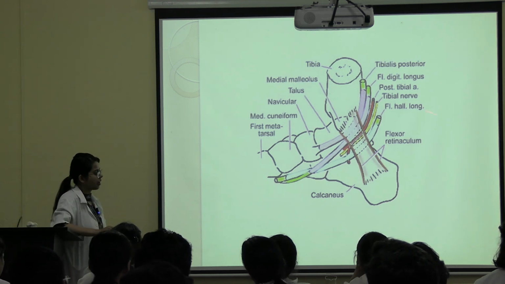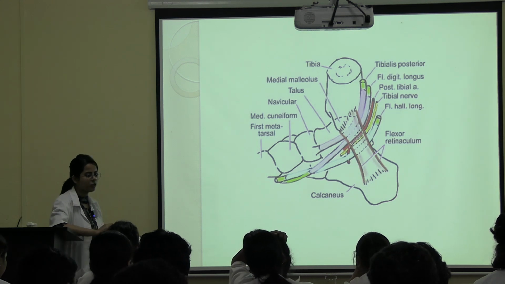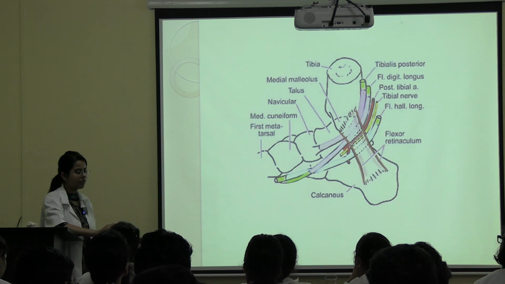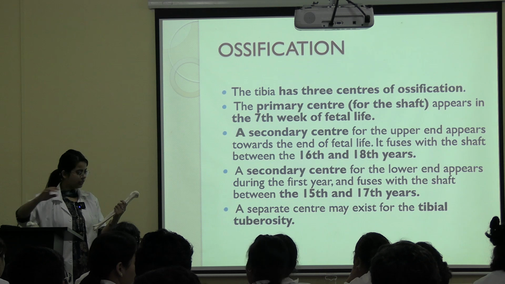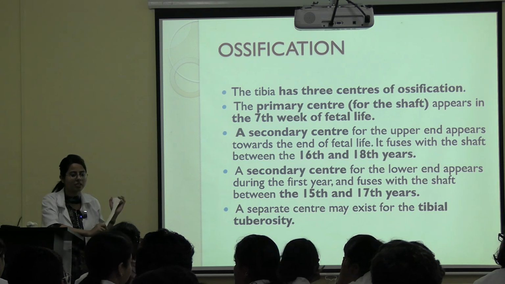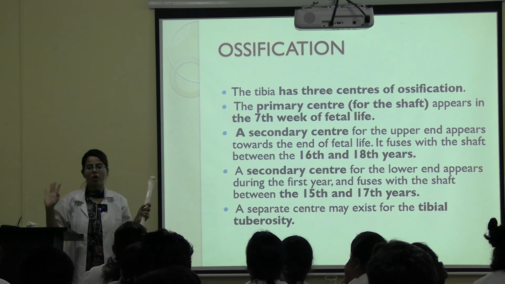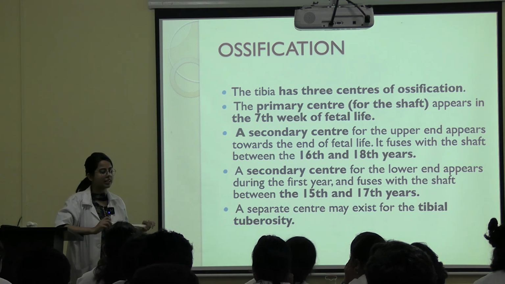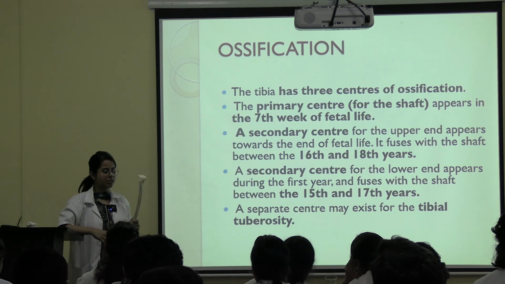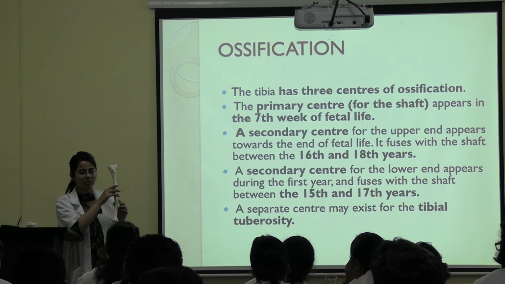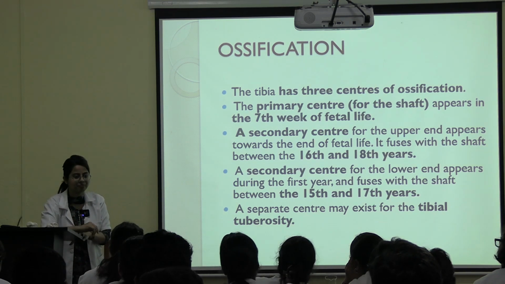So, understood now the posterior relations of the tibia and the anterior relations of the tibia? Read it once, you will remember. Now ossification. The tibia develops from 3 ossification centers, the primary and secondary, as you have been taught in the upper limb. The primary ossification center will appear in the shaft during the 7th week of intrauterine life.